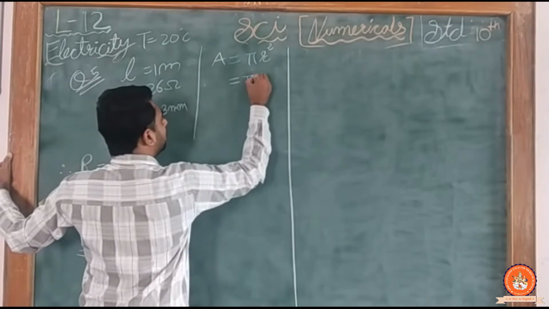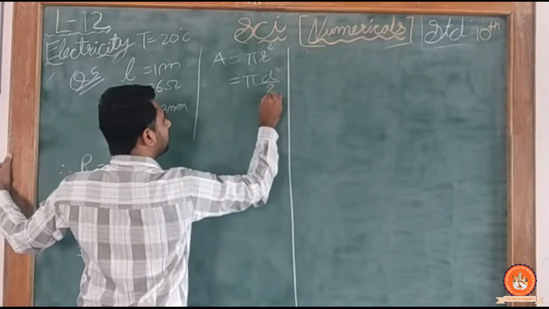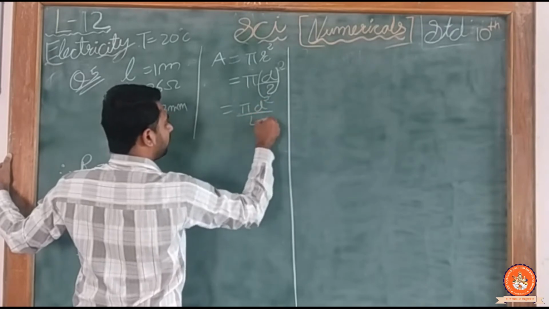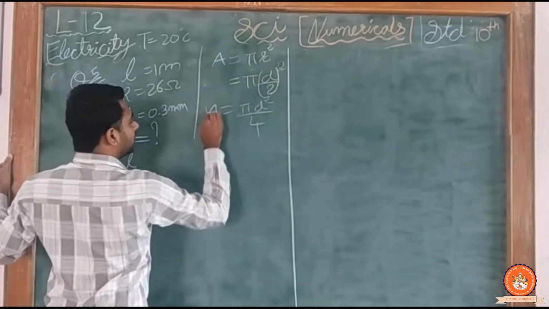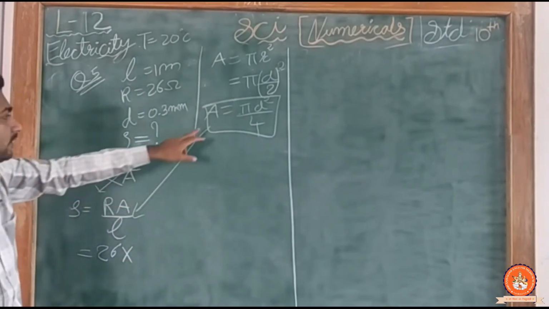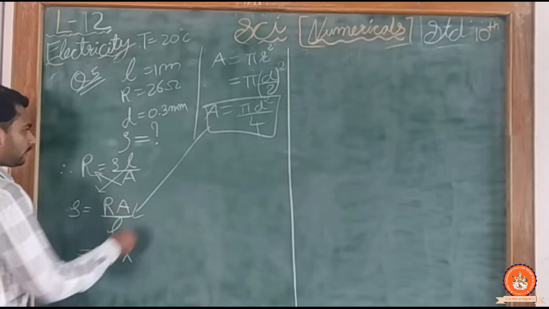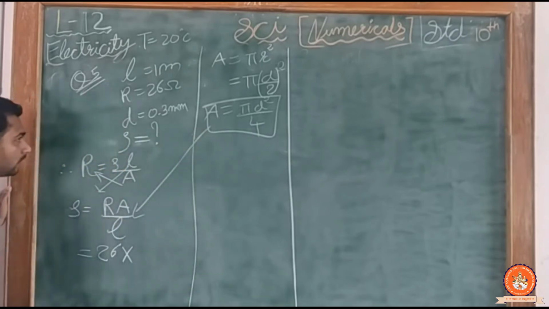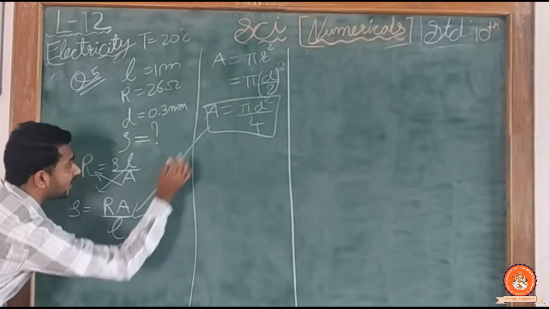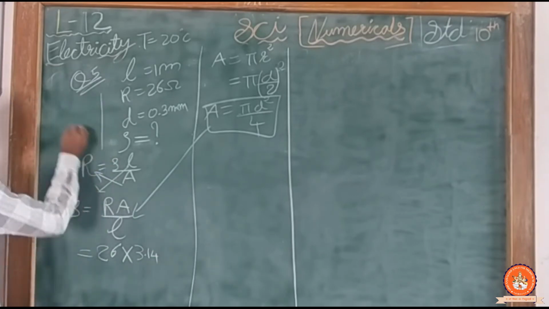Okay, so it becomes pi r square, where r becomes d by 2 the whole square. So pi d square by 4. Now putting this value here, you have to write that, putting equation 1 in equation 2, you have to write by your own. Now solving this, in place of A I am putting this. So what will be the value of pi? 3.14.